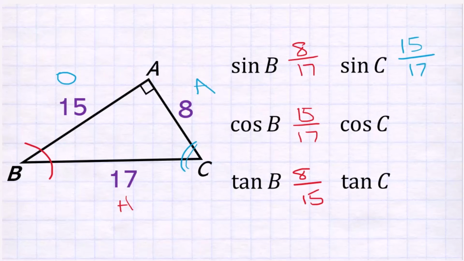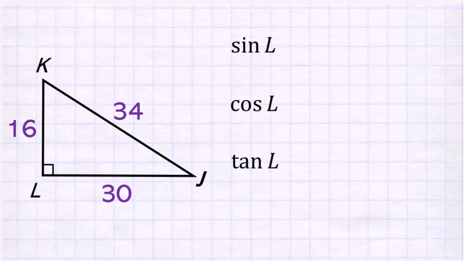Cosine is going to be 8 over 17. And tangent is going to be 15 over 8. How'd you do? I'm going to do something that you don't usually see teachers do, and that is why we don't do trig ratios from the right angle. L is the right angle.